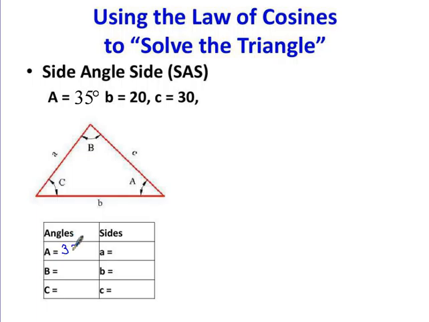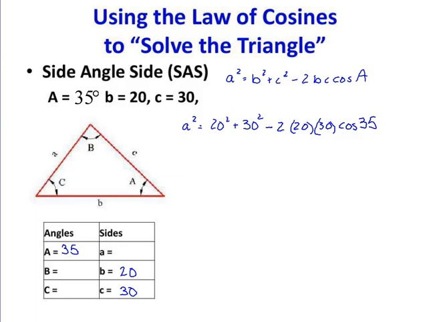So here is an example. Angle A is 35 degrees, side B is 20, and side C is 30. So we are going to solve for the missing side A. Since A is the side that I'm solving for, I'm going to use the form of the law of cosines that has side A on the left side and has the cosine of angle A, because that is the angle that I know. So I'm going to substitute in my given information, and then we're just going to solve.